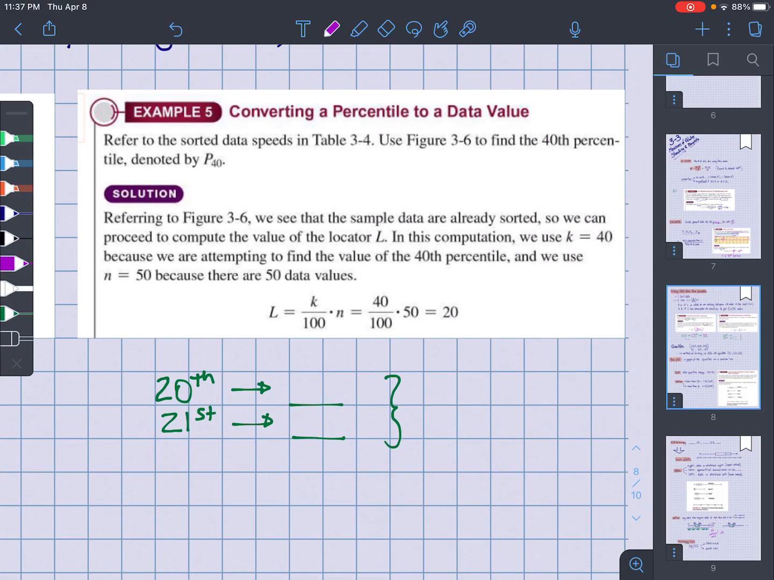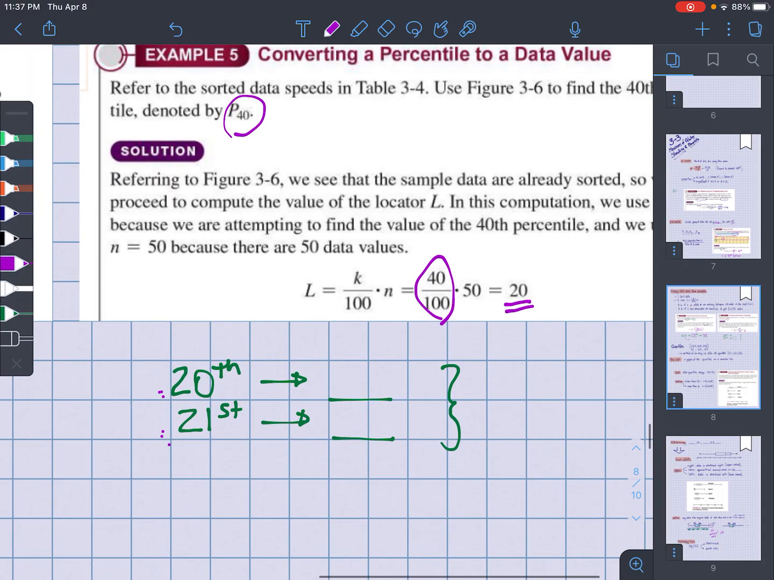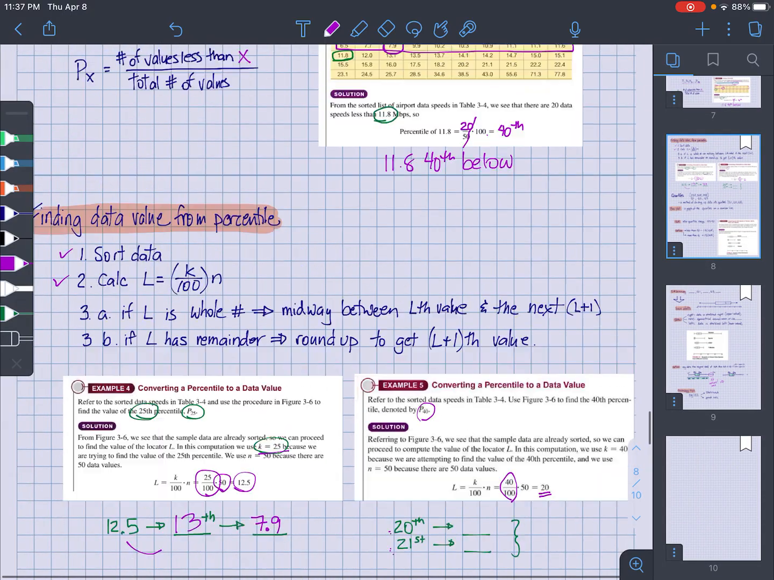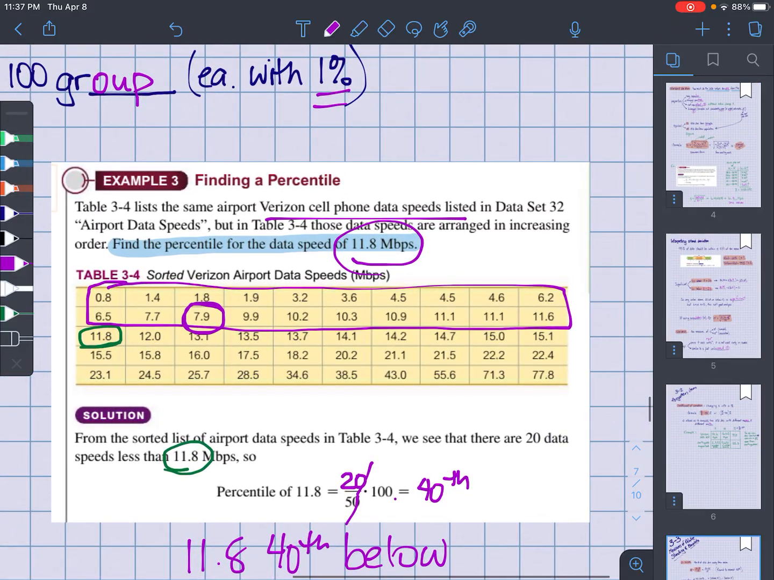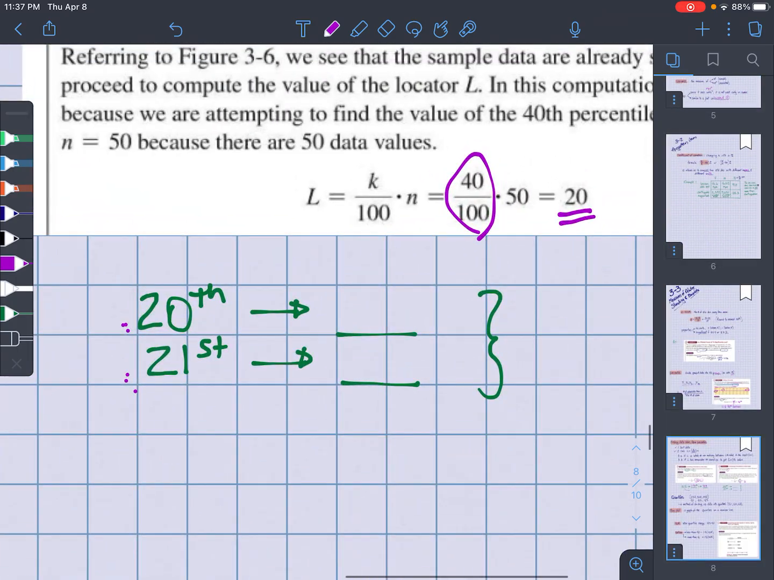All right, example 5, doing the same thing, only this time I am looking at the 40th percentile. And here when I do 40 divided by 100 times 50, I get a whole number. So now I can't round up. Well, what we're going to do is find the 20th and the 21st. All right, go back to my chart. So here is the 20th, 11.6. Here's the 21st, 11.8. I'm going to write those two numbers down.